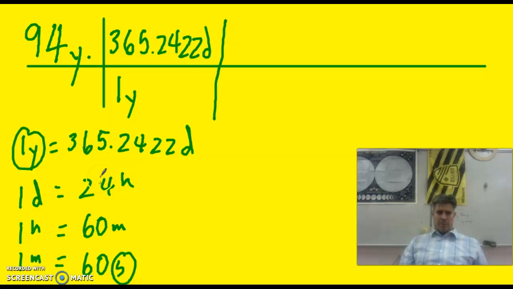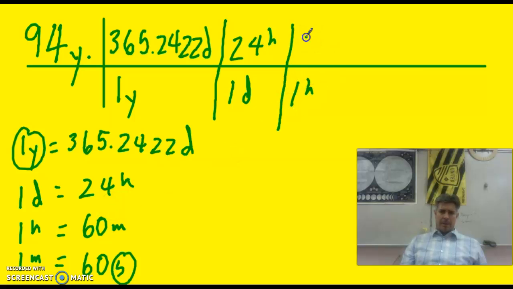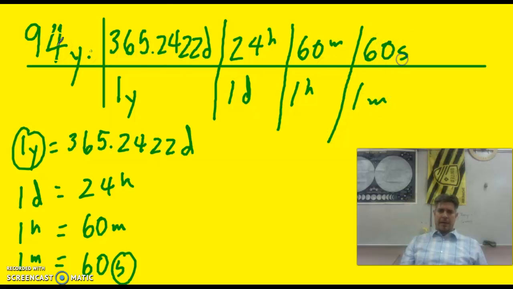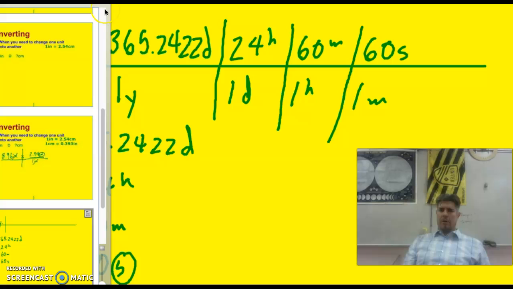But I want to keep going. So I want to say, okay, well, 1 day, I have this equality. So I put days on the bottom, so the days cancel, equals 24 hours. So I put that on top. And I put 1 hour on the bottom, and that is 60 minutes. And I have 1 minute, and so I put 60 seconds. And so you can see here, it's actually a good way to check yourself, a good way to use the chart. I don't have to write all these fractions out. I can just do it all in just one fell swoop.